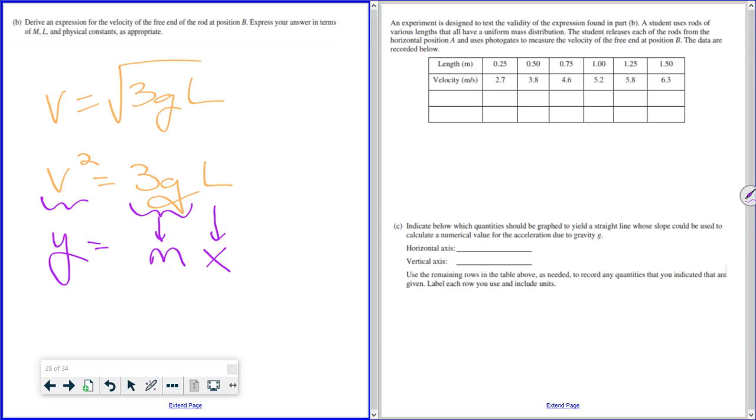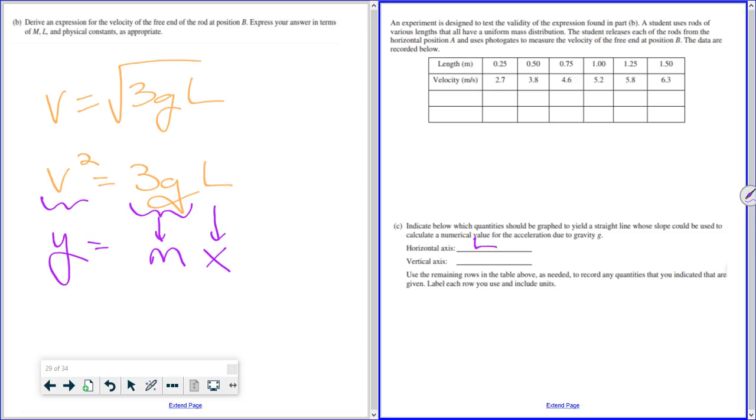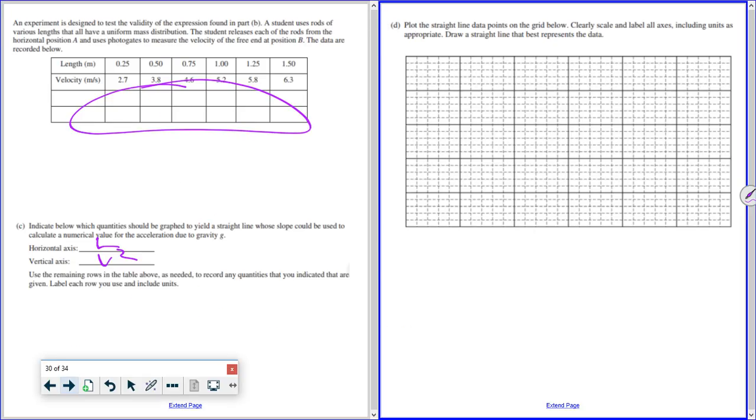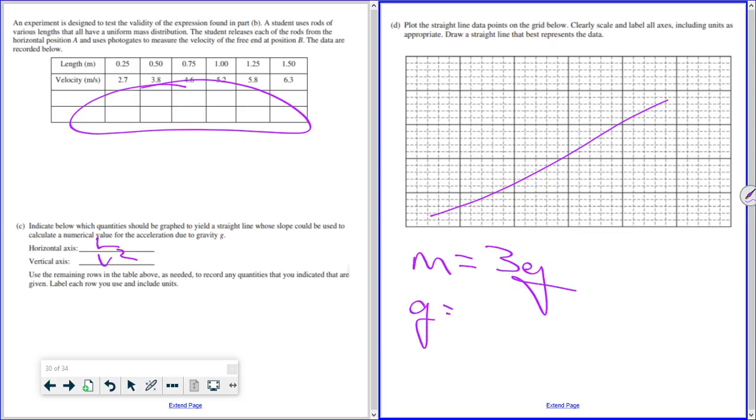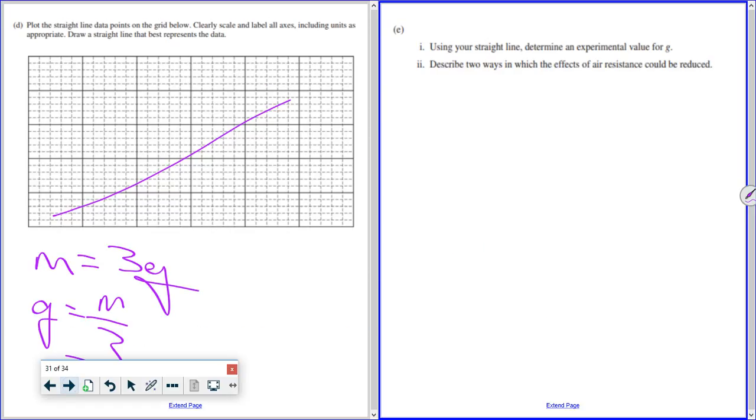All right, everybody good? So there are a few ways of doing it. Doing it this way, your horizontal axis is going to be L and your vertical axis is going to be v squared. Plug in your numbers, plot your data points, find your slope. Once you find your slope, you go, oh, my slope is 3g, so that means g is my slope divided by 3, and you're done. Cool? Is that enough? Do I need to run through the calculations? Okay, cool.